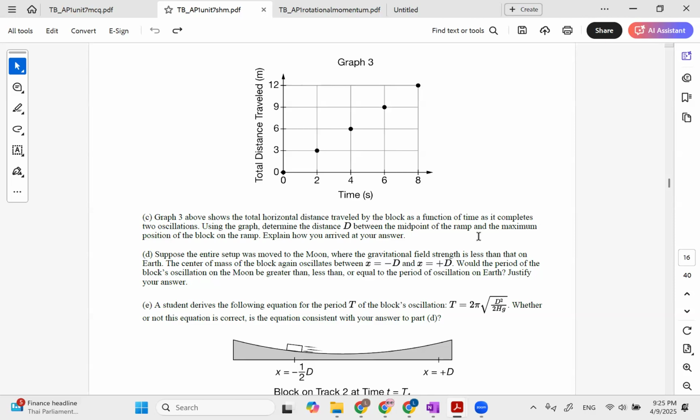So what do you think? What's a key point for this question? I didn't see you put it here. So what's a key point? Does it tell you it completes two oscillations? Two oscillations, right?